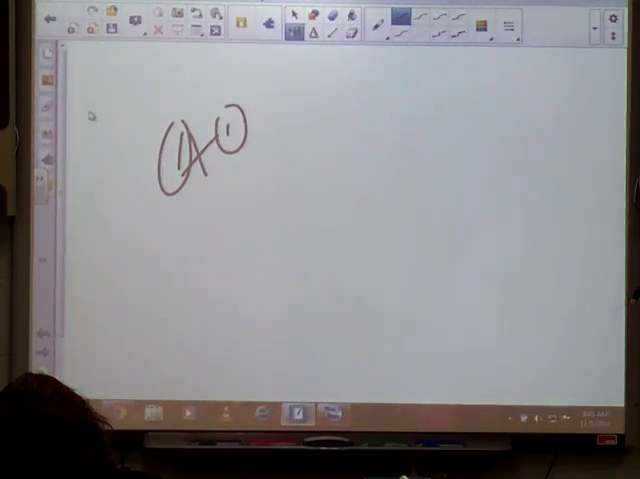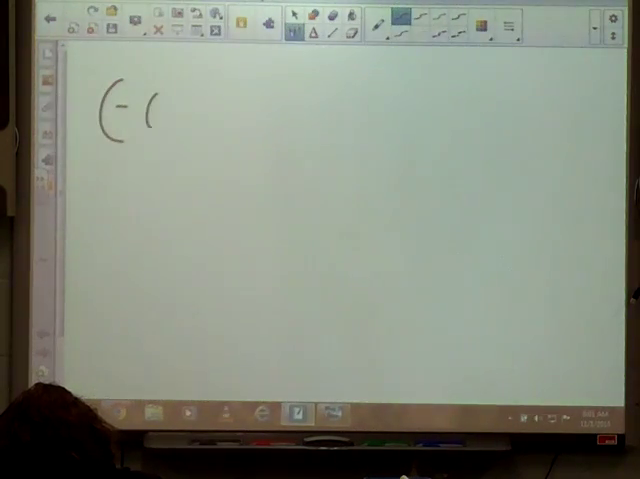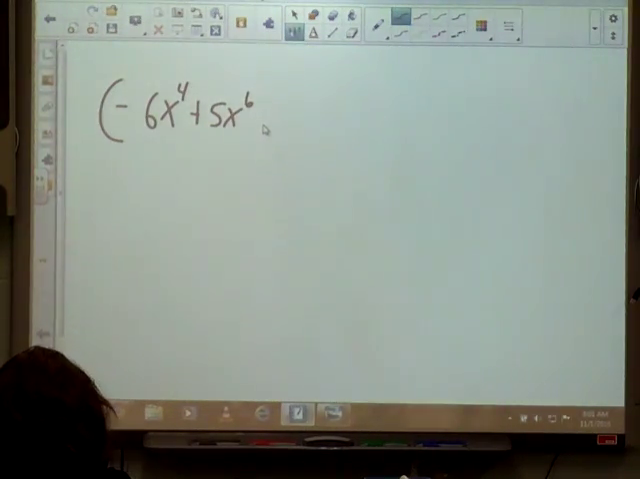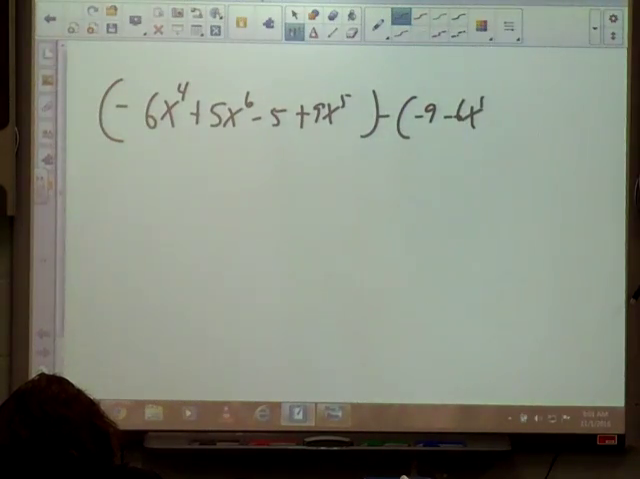On number 3, we've got subtraction. So it is negative, I'll go ahead and write it all again. Negative 6x to the 4th plus 5x to the 6th. Thanks. Plus 5x to the 6th minus 5 plus 9x to the 5th. And then you got minus -9 minus 6x to the 5th.